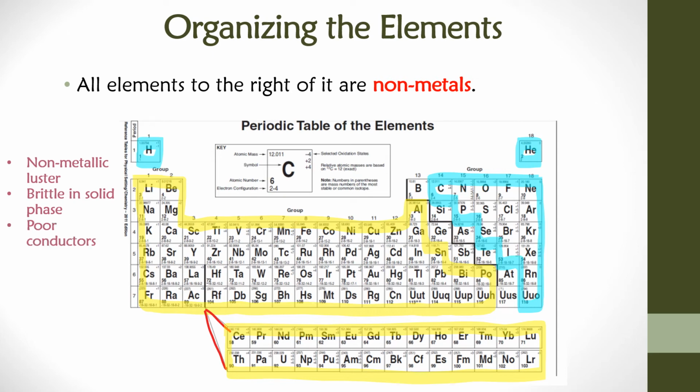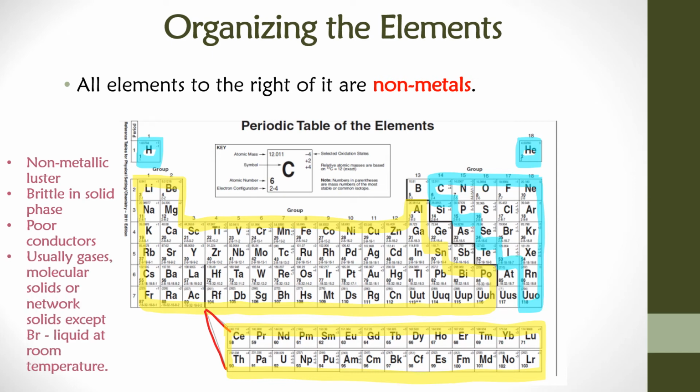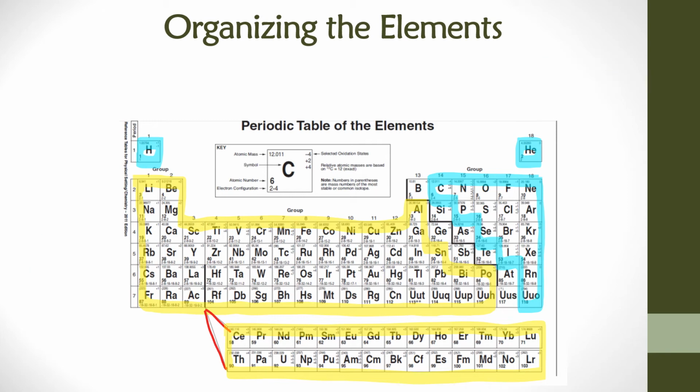They are poor conductors of heat and electricity, and most of them are gases at room temperature. Some of them do exist as solids when they are in the molecular form. The only exception to this gas and solid phase is bromine, and bromine is a liquid at room temperature. So alongside some other things, one very important thing to remember about nonmetals is that nonmetals tend to gain electrons. So when they gain those electrons, the negative things, they form negative ions, which are called the anions.